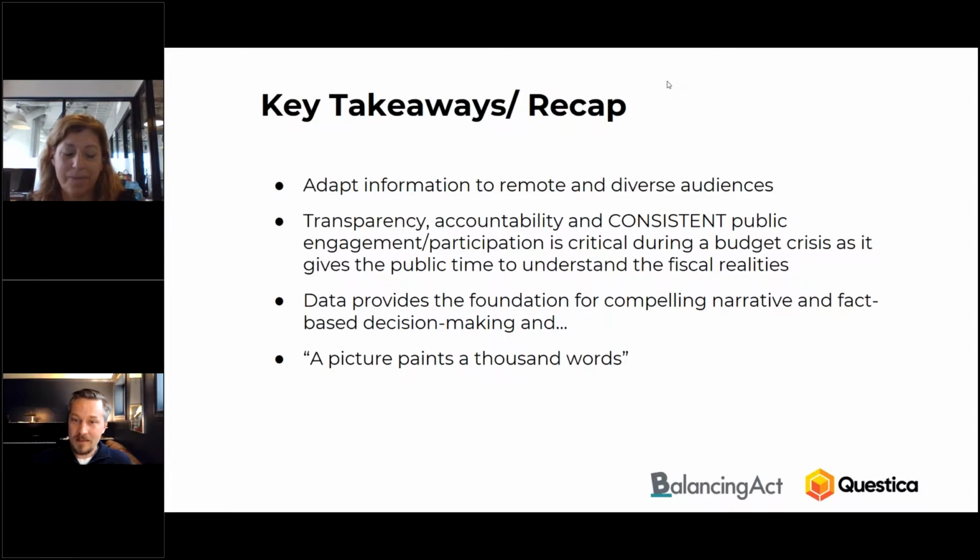Right. And yeah, it's a cliche, but it's really true that a picture paints a thousand words. Data visualization as a technology has come along so far in the last 10 years, and it has an incredible amount of value for communicating complex information to citizens and the public.